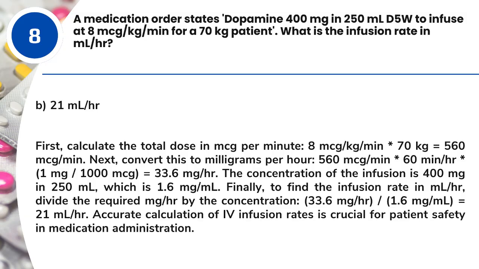The concentration of the infusion is 400 milligrams in 250 milliliters, which is 16 mg/ml. Finally, to find the infusion rate in ml/hr, divide the required mg/hr by the concentration. 33.6 mg/hr / 16 mg/ml equals 21 milliliters per hour. Accurate calculation of infusion rates is crucial for patient safety and medication administration.